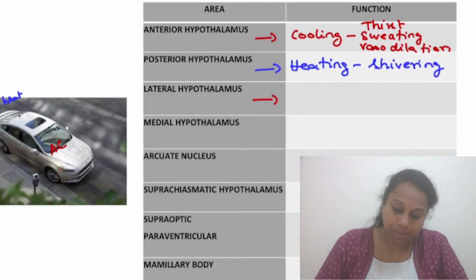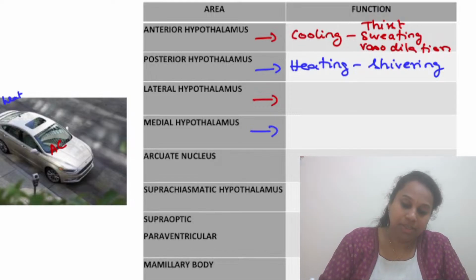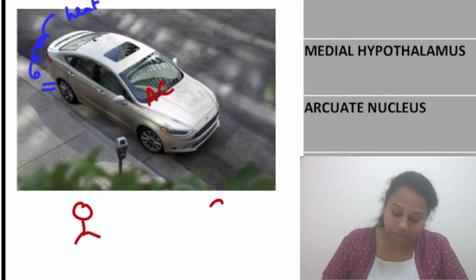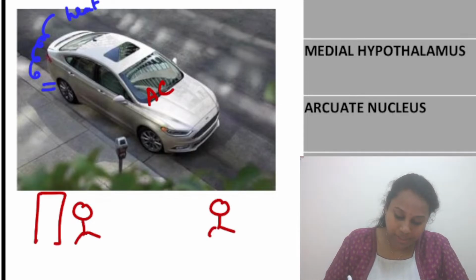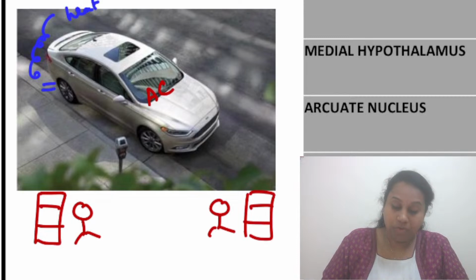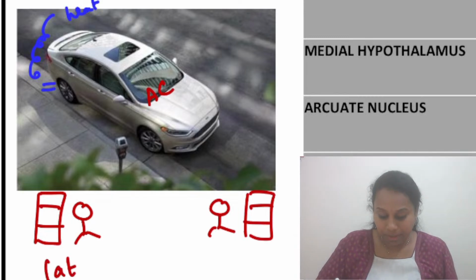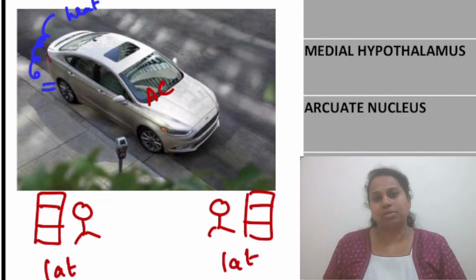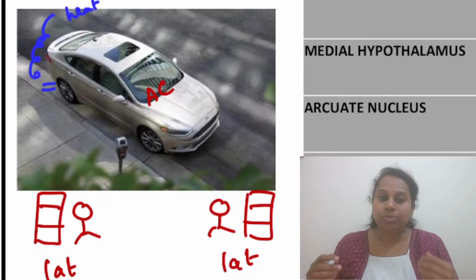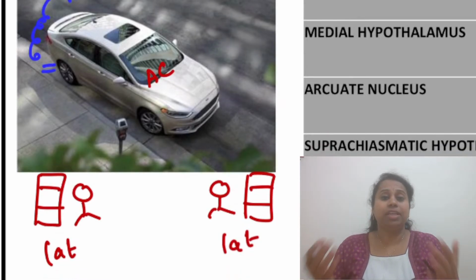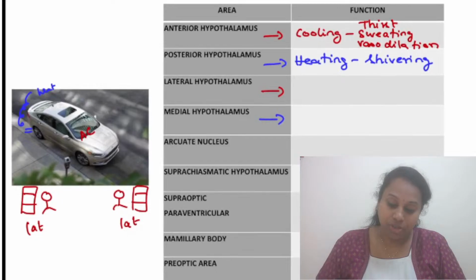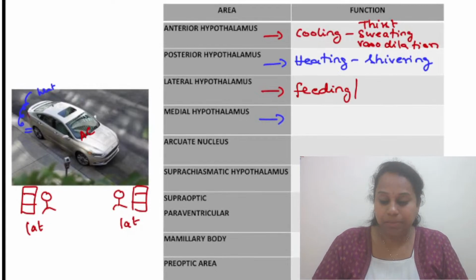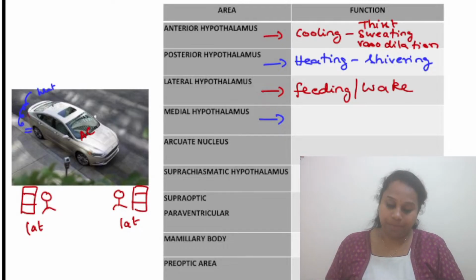Lateral hypothalamus and medial hypothalamus. So just imagine 3 people are sitting on the back seat. 2 are sitting near the window. And whoever is sitting near the window, the lateral people, wherever the car stops, they can buy some fruits or some snacks and they can keep on eating. So people sitting laterally near the window, they'll keep on feeding. So the function of lateral hypothalamus, feeding. And by eating something, they'll remain awake, wakefulness.